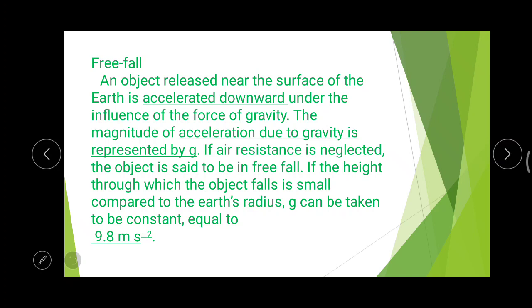Actually, the object which is passing through the atmosphere or the air, there will be a resistance to its motion, a frictional force due to the air particles, but we are neglecting it. Then only we can consider that one as a free fall. Okay.